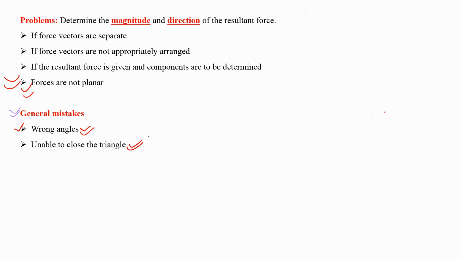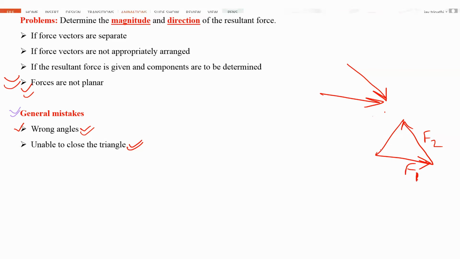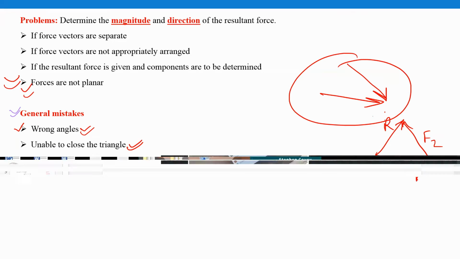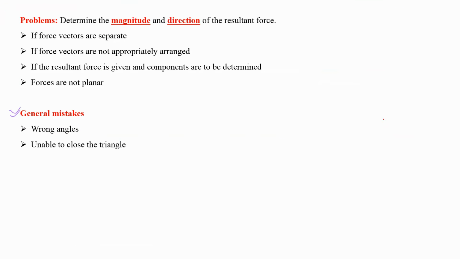Then many times students are unable to close the triangle. For example, they get this kind of force system, so they feel difficulty in drawing the triangle. Because the triangle has to be drawn in a fixed order. Suppose this is F1, then F2 should be drawn from the head of the F1 force. Only then will you be able to get this resultant. So for this particular problem, people find it difficult to draw this triangle.